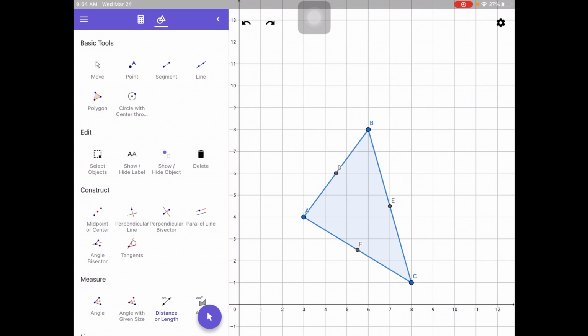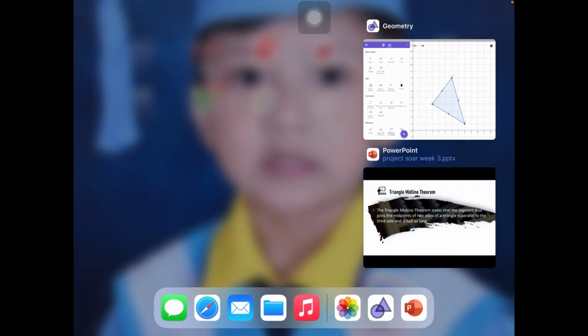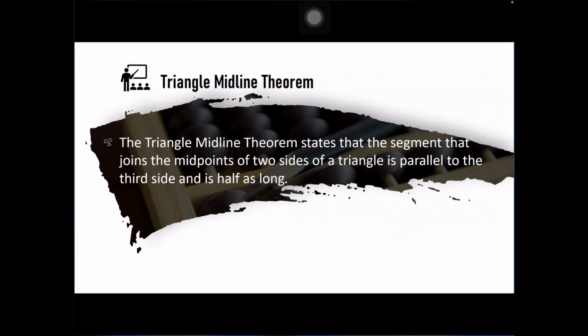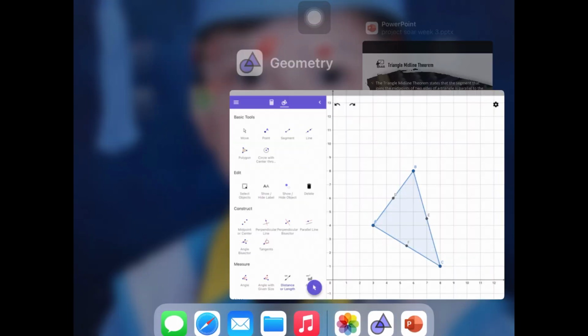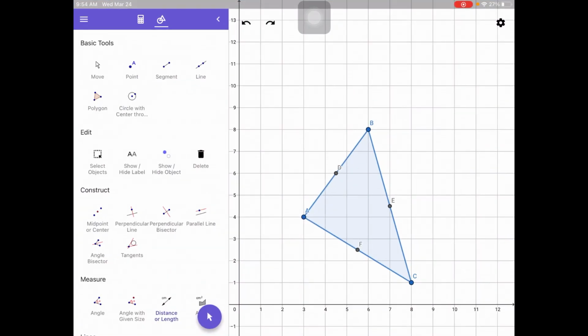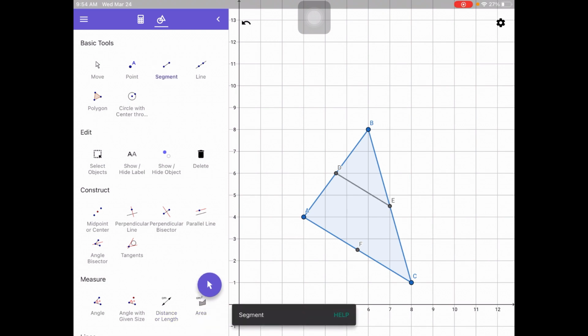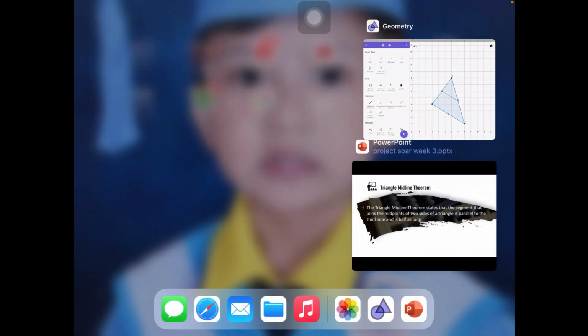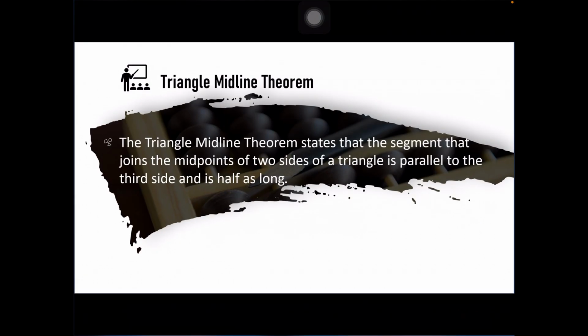Sabi sa theorem, segment that joins the midpoint of two sides. Okay, mamimili po ako ng two sides dito. Siguro itong AB na lang, saka itong BC. Sila na yung pagdudugtungin ko, yung midpoint nila. Segment joins two midpoints. Si midpoint na D, saka yung midpoint na E, pinag-join ko. Then, the theorem states that the segment joining the midpoints of two sides of the triangle is parallel to the third side and is half as long.